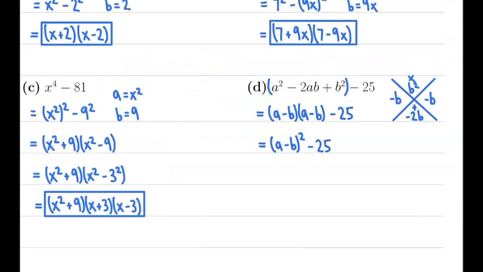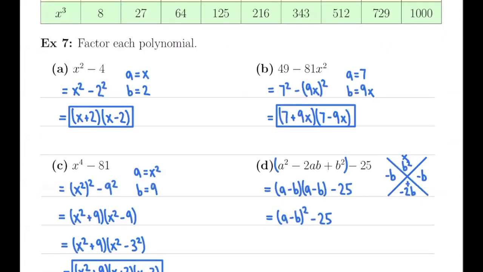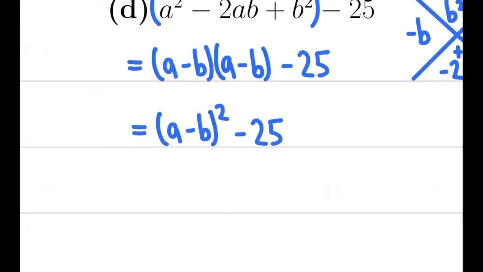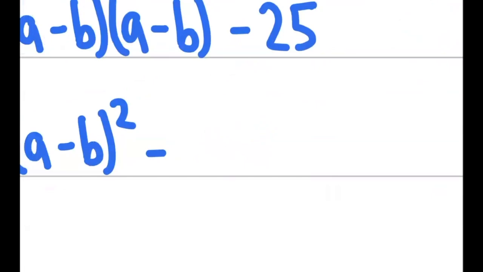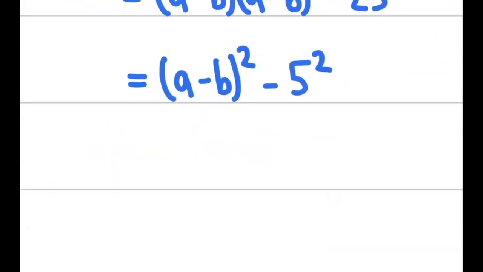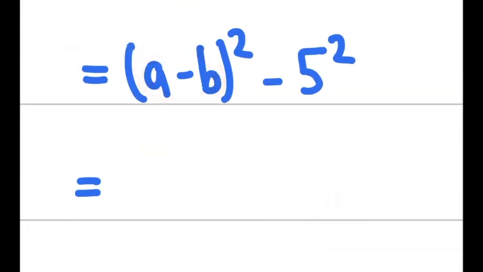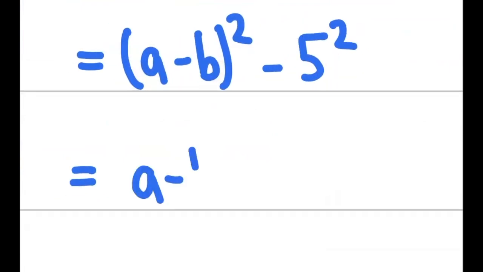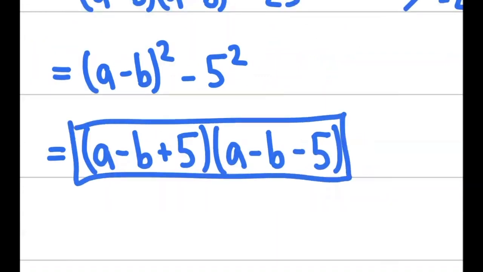So remember how earlier I said A and B, they can be numbers, they can be variables, they can be expressions. So in this case, the A is a minus b. And this 25, you can write it as 5 squared. So in factored form, remember a plus b times a minus b, it's this plus the 5, a minus b plus 5, times a minus b minus 5.